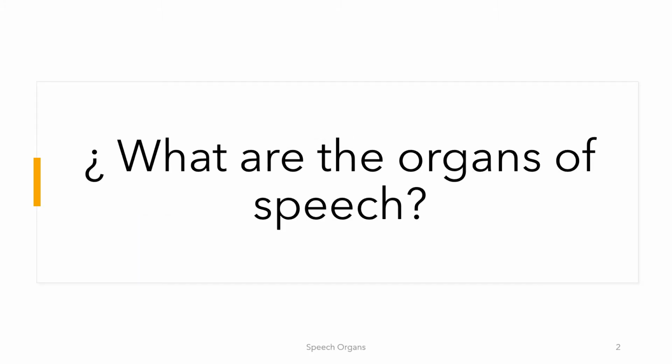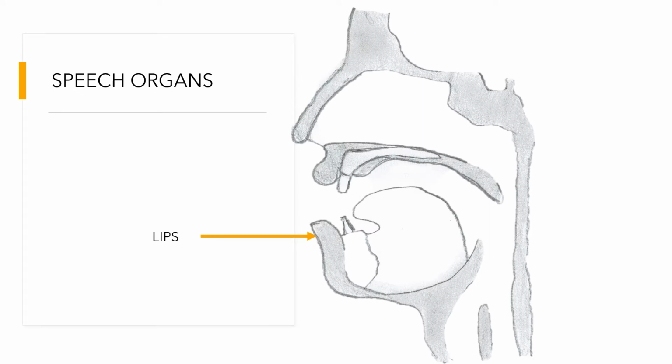What are the organs of speech? Well, the speech organs are those that we use to produce the speech sounds. These organs or articulators produce the sounds of every single language. In the next slide, I'll explain all the parts of the speech apparatus, starting with the lips.